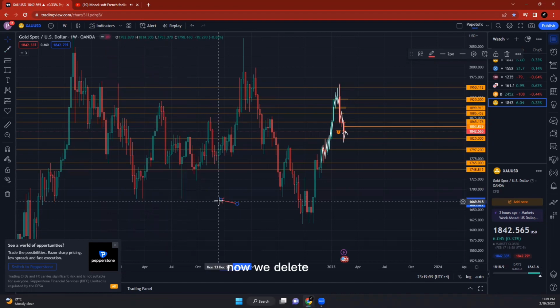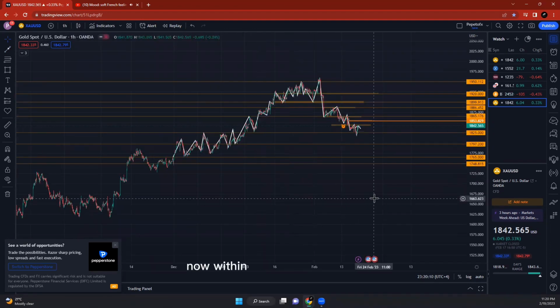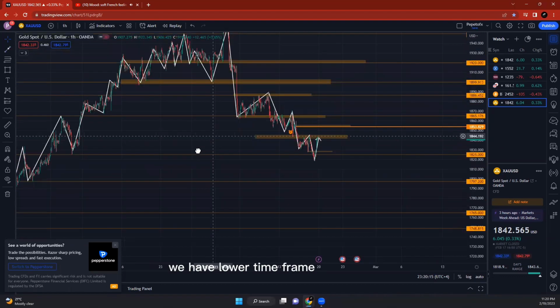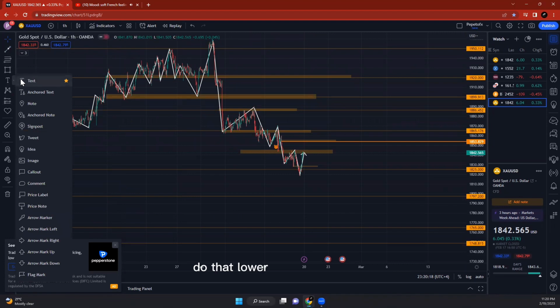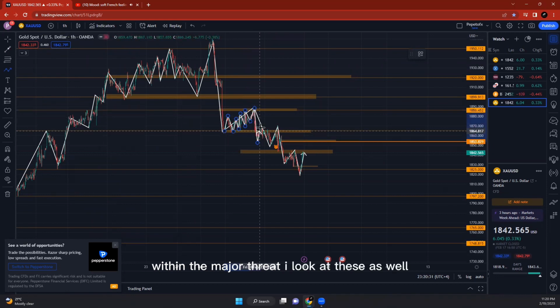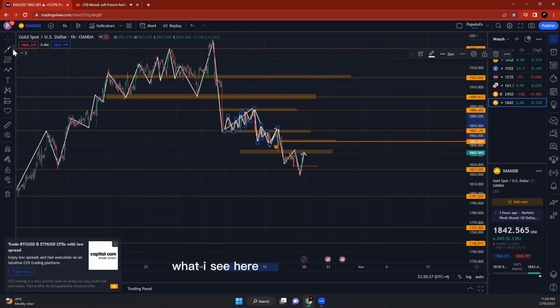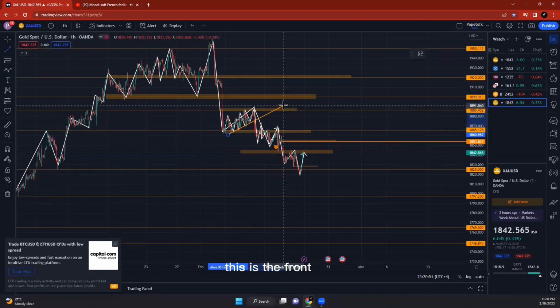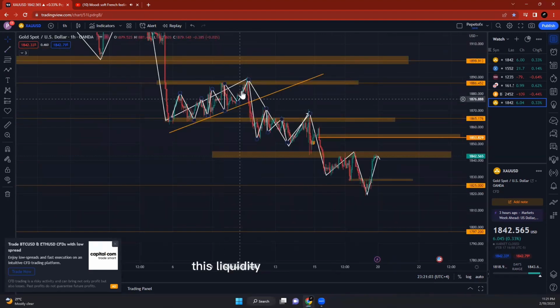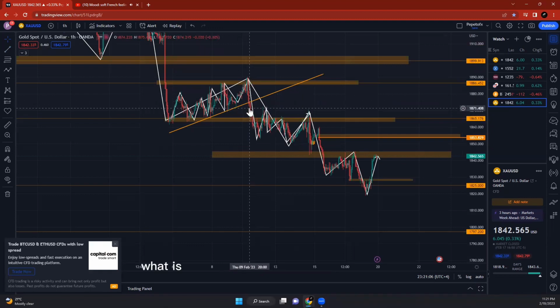Now, let me delete this 1 hour. Within the higher time frame, we have a lower time frame trend as well. Through that lower time frame trend, you have a minor trend within the major trend. I look at these as well. What I see here, I see liquidity in my eyes. This is the trend line. We have a breakout of this liquidity. So what is the breakout? A breakout on this level.